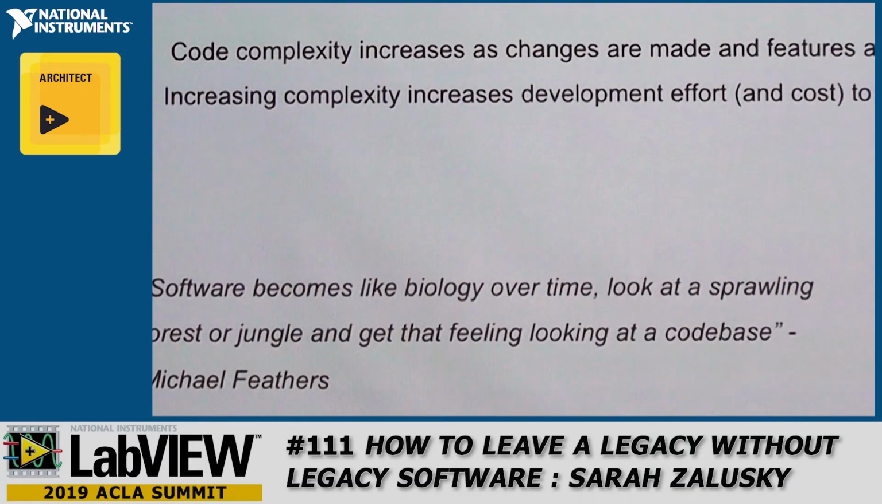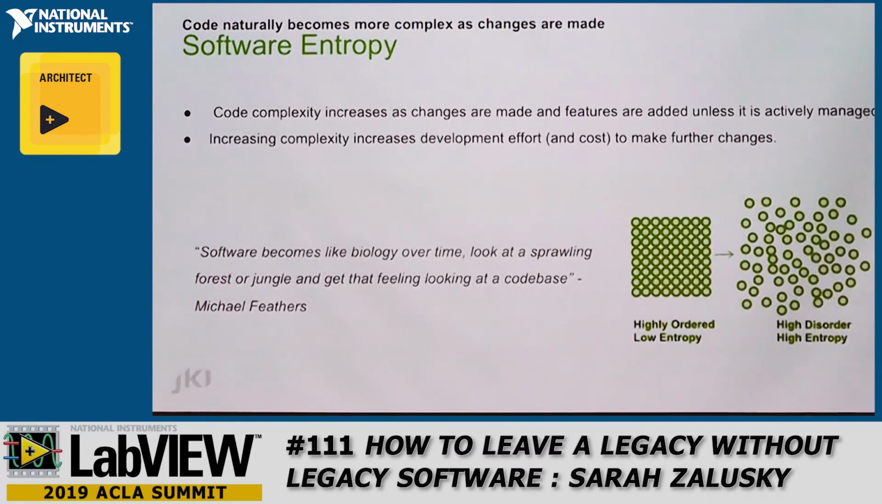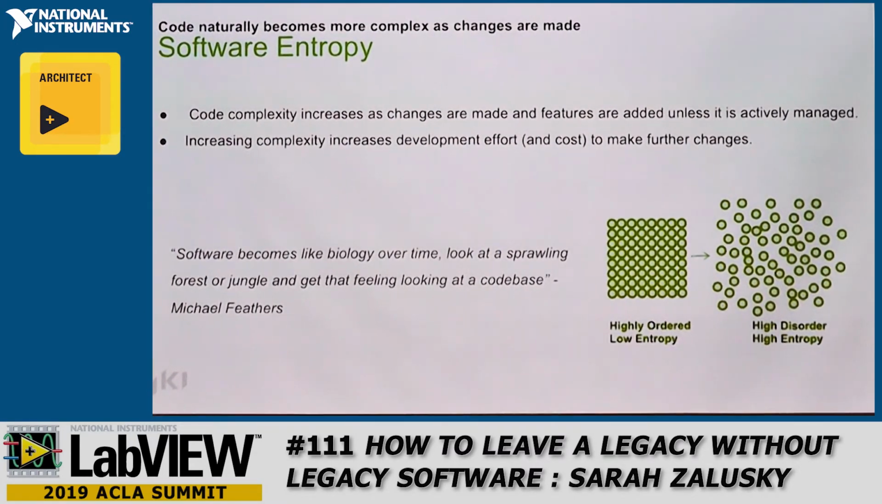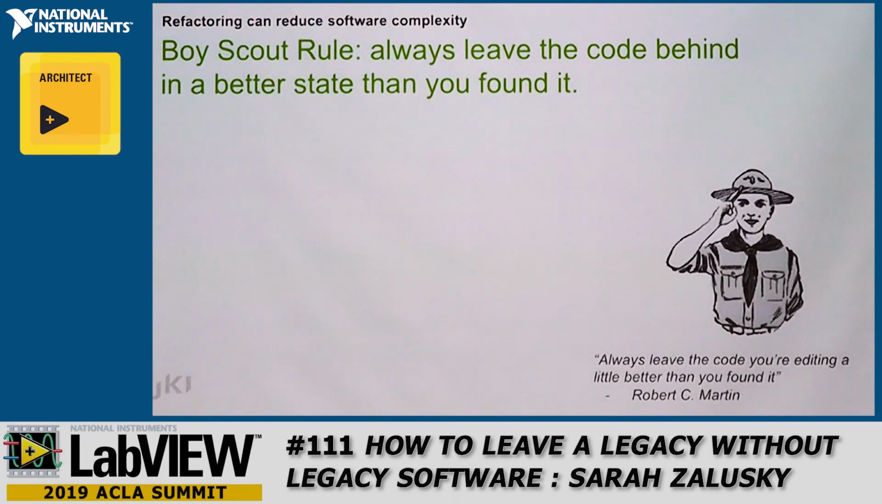So it can be really obvious when you look at a code base to know that it hasn't been maintained. You really get this organic sense that the code base is kind of growing wild. So what are some things that we can do to fight this increase in complexity? I think it was Uncle Bob that originally introduced this, but we should be proactive about refactoring. And one way to think about it is this concept of the Boy Scout rule, which is always leave the code behind in a better state than you found it.